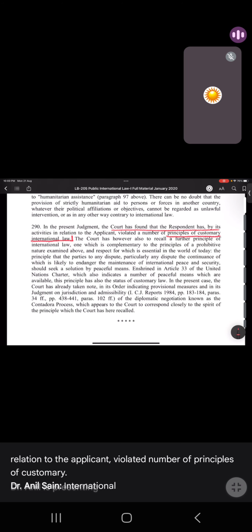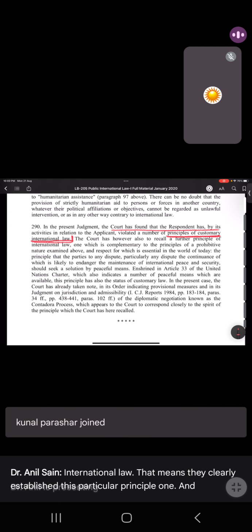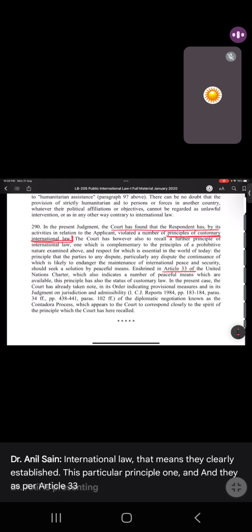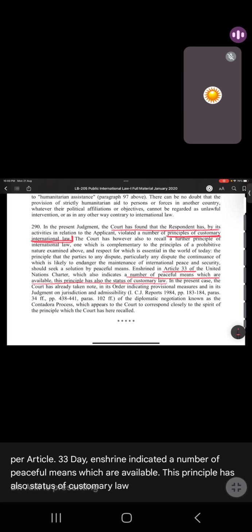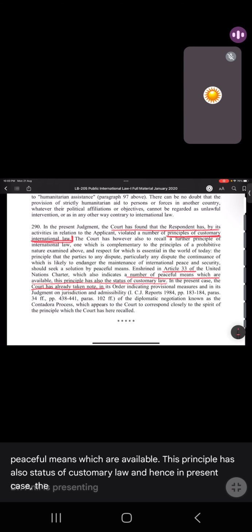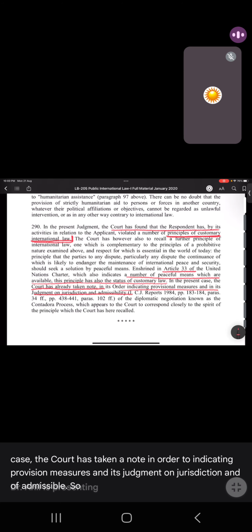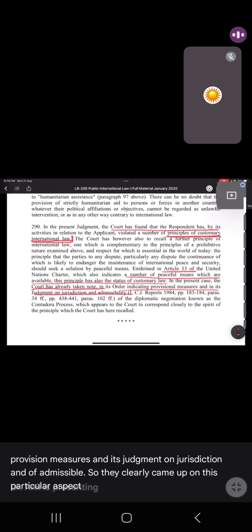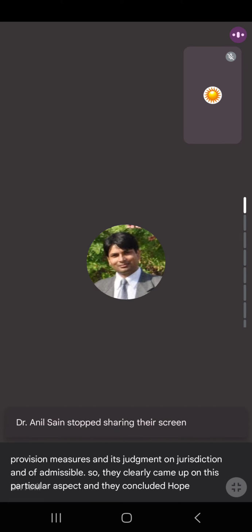international law. That means they clearly established this particular principle, and as per Article 33, they enshrined and indicated a number of peaceful means which are available. This principle also has the status of customary law, and hence, in the present case, the court has taken note in order to indicate provisional measures in its judgment on jurisdiction and admissibility. So they clearly came up on this particular aspect and they concluded. Hope this is clear. Yes, sir.